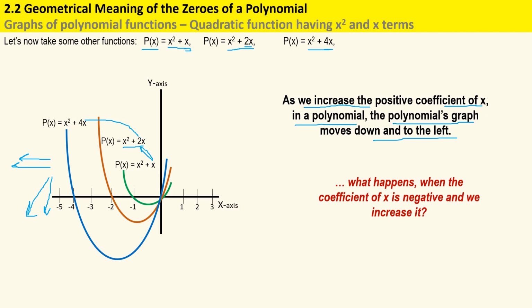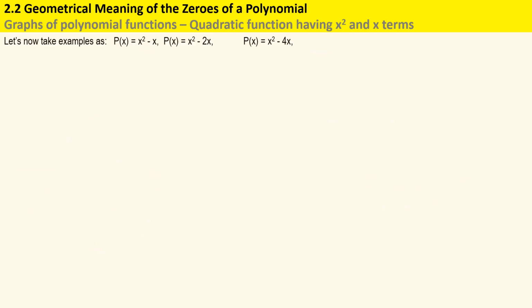So now let's consider what happens when the coefficient of x is becoming negative and we increase it. So far we have talked about the coefficient of x being positive, but now we shall talk about the coefficient of x being negative, and we increase it. Again, we will take some examples. First example is p(x) is equal to x square minus x. Then we have x square minus 2x. Then we have x square minus 4x. So here you will see that the negative value, or the absolute value of the negative coefficient, is increasing from minus 1, then it is becoming minus 2, and then it is becoming minus 4.